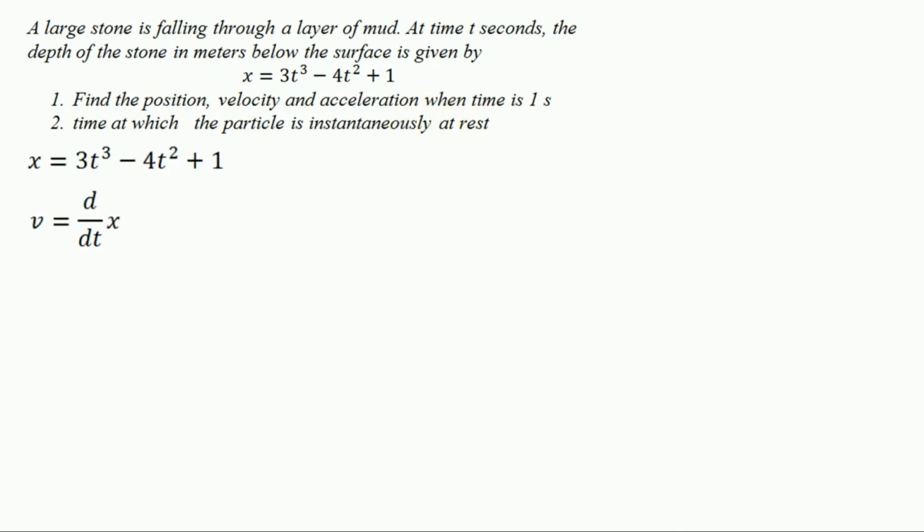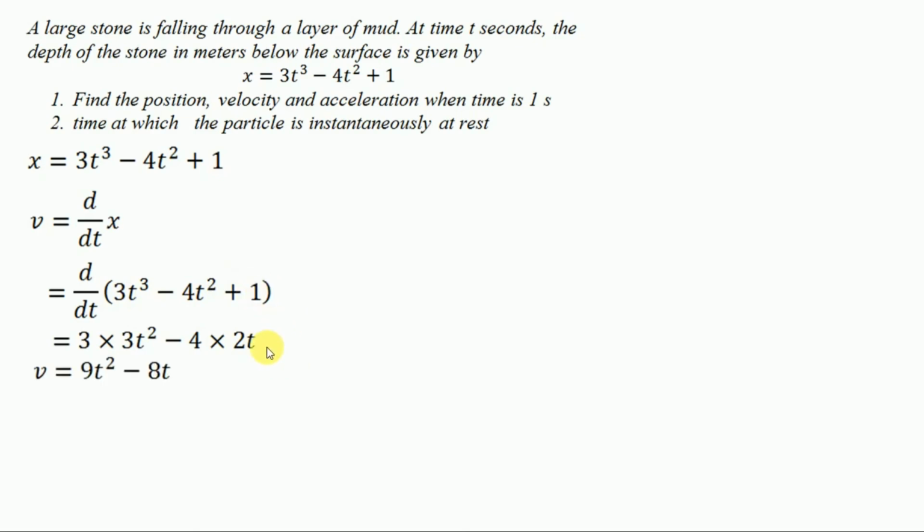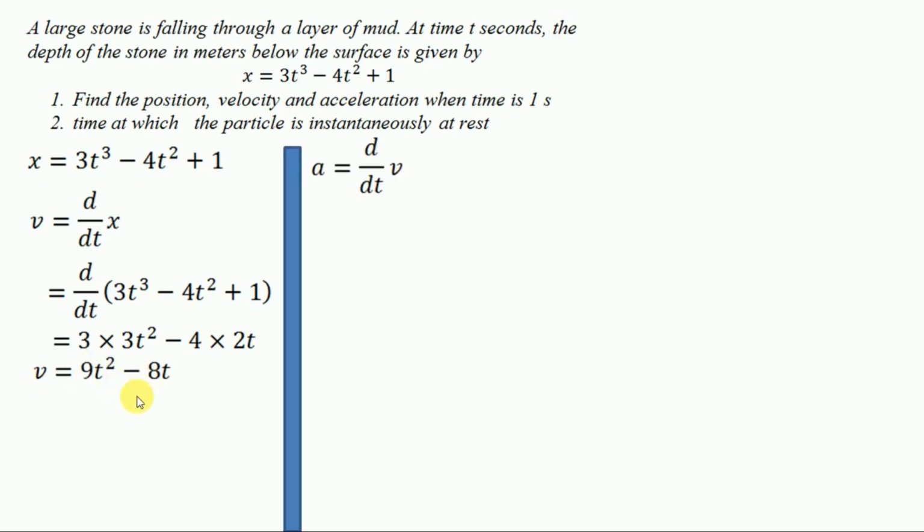So this is the position, and we know velocity is differentiation of position with respect to time. So if you differentiate this, differentiation of t cube is 3t square and differentiation of t square is 2t, and differentiation of 1 is 0 because it's a constant. So the velocity is 9t square minus 8t, and acceleration is differentiation of velocity with respect to time.